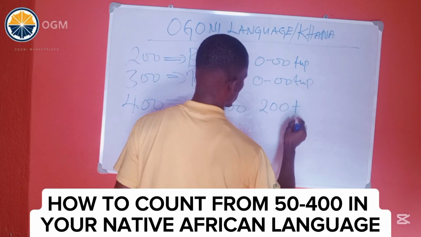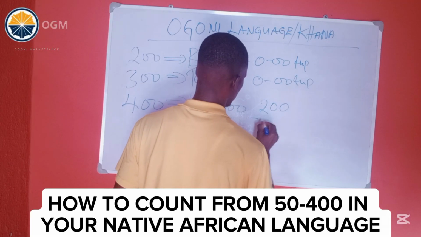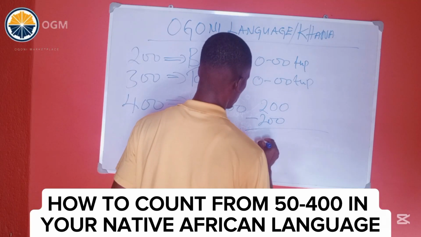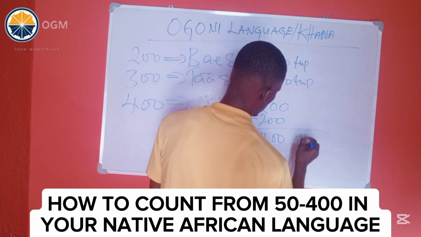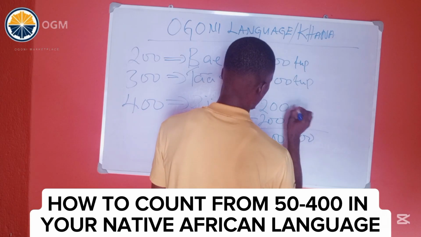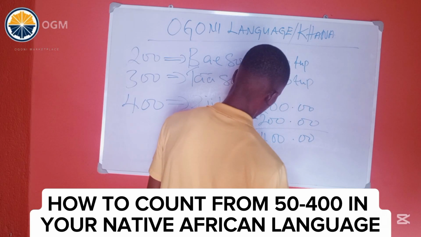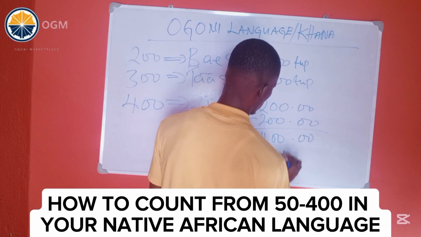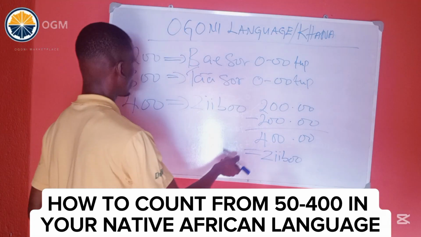plus 200 will give you 400, which is zimbo. Do you get it? Do you understand it?